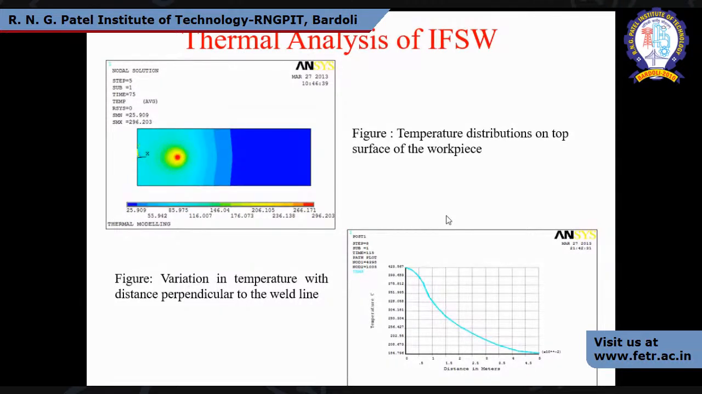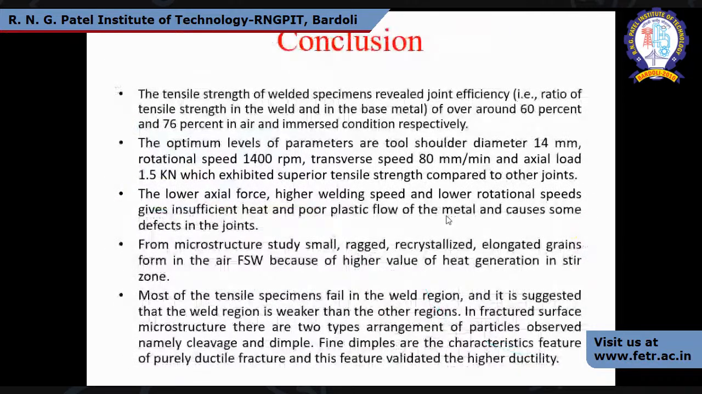At last, I would like to conclude that in the friction stir welding experiment that I carried out, we find 60% tensile strength in the case of air FSW compared to the base metal, and 76% in the case of immersed FSW, meaning underwater FSW, compared to the base metal. Also, we can find the optimum parameter.